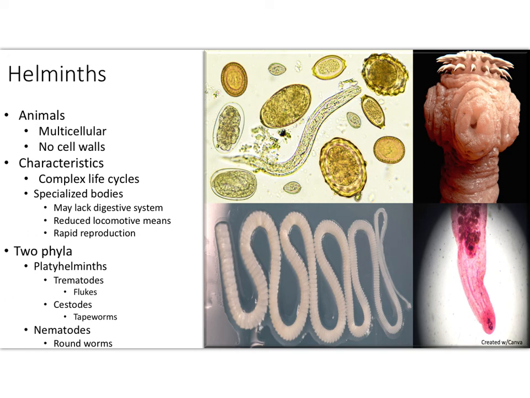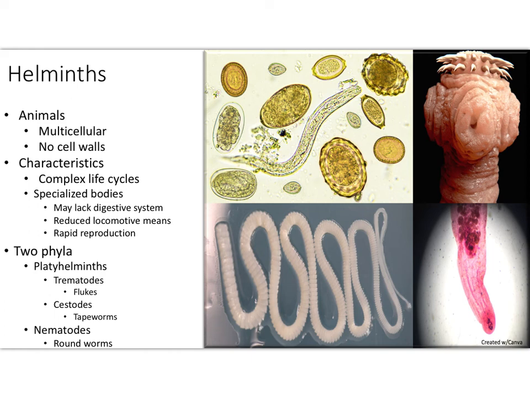There are two phyla of helminths that we pay attention to. There are what we call the platyhelminths, which are flatworms. And within the flatworms, there are two classes that we pay attention to. The trematodes, which include the flukes. This is an example of a fluke. And the cestodes, which are the tapeworms. And this is an example of a tapeworm.